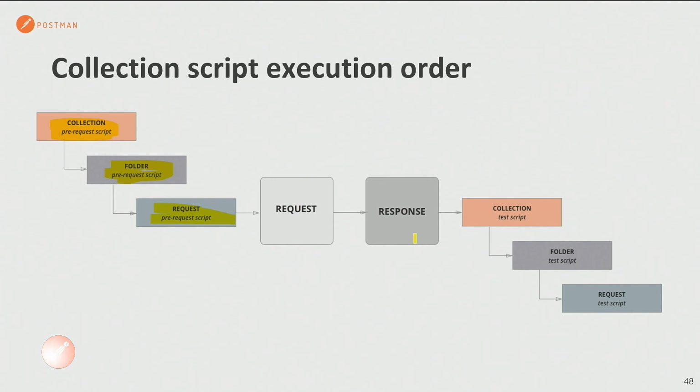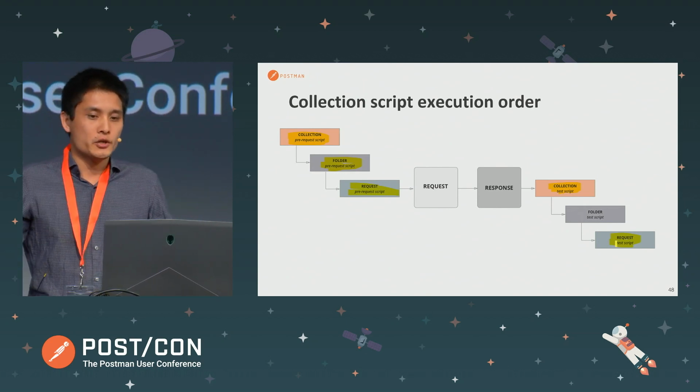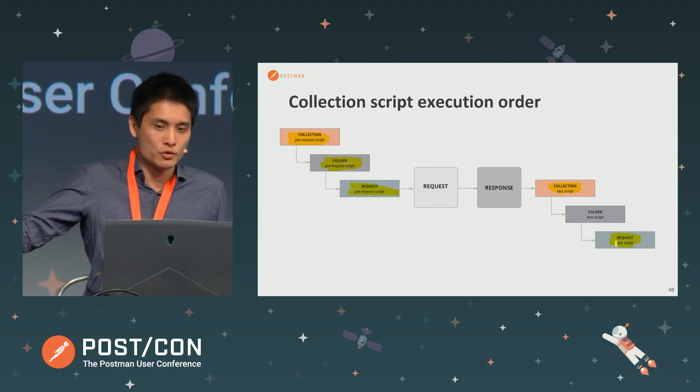You run the requests, get the response, and then we follow the same pattern with our test scripts. Test scripts at the collection level are executed first, followed by the ones at the folder level, and then the individual test scripts for that request. So again, if there's something you want to test for in every single request, like let's say you want to make sure that no matter what request you're running, you get a HTTP status code of 200 as the response, rather than putting that test in every single request, just put it in the collection and it will run for every request in that collection. So that's the script execution order once we factor in the collection.